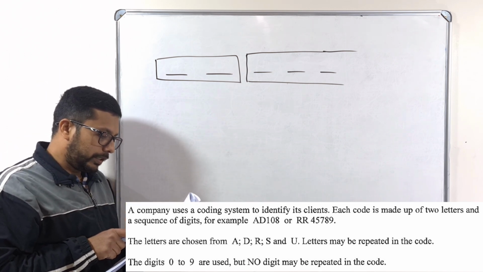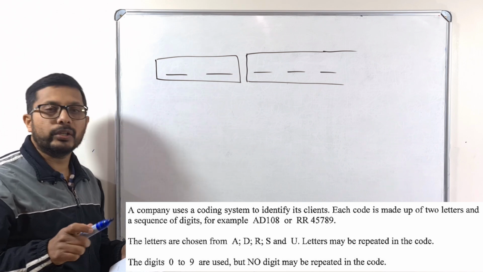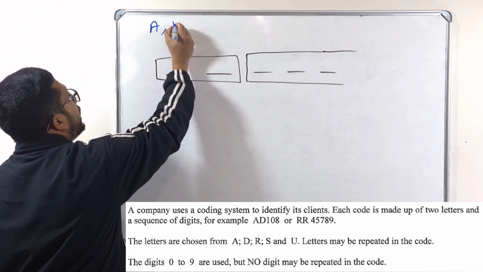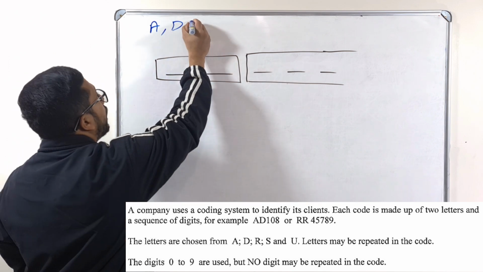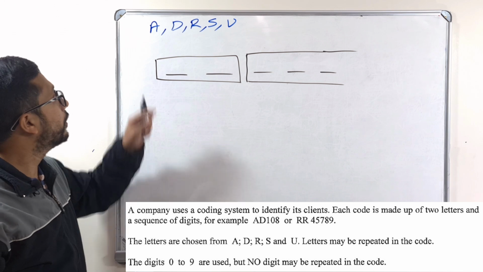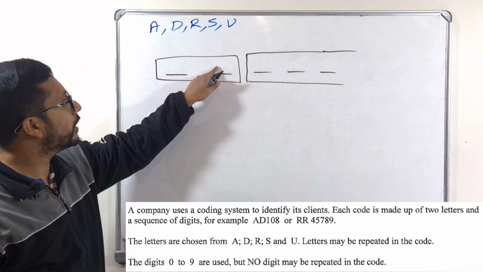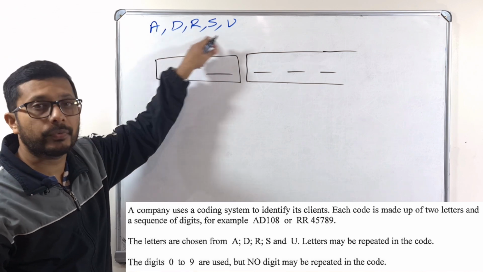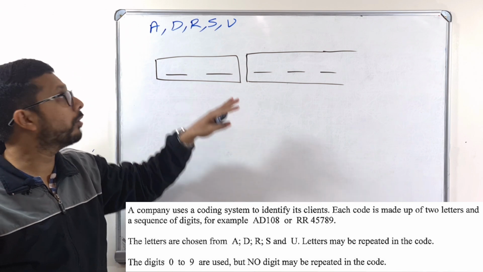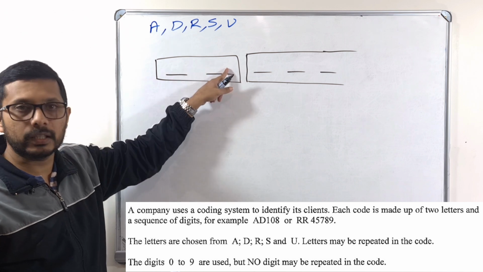Now read the next sentence. The letters are chosen from A, D, R, S and U. So these 2 letters must be chosen from A, D, R, S, U. How many letters are there? 1, 2, 3, 4, 5 letters. So you have to choose these 2 letters from any of these 5 letters. You can't choose from the whole alphabet.